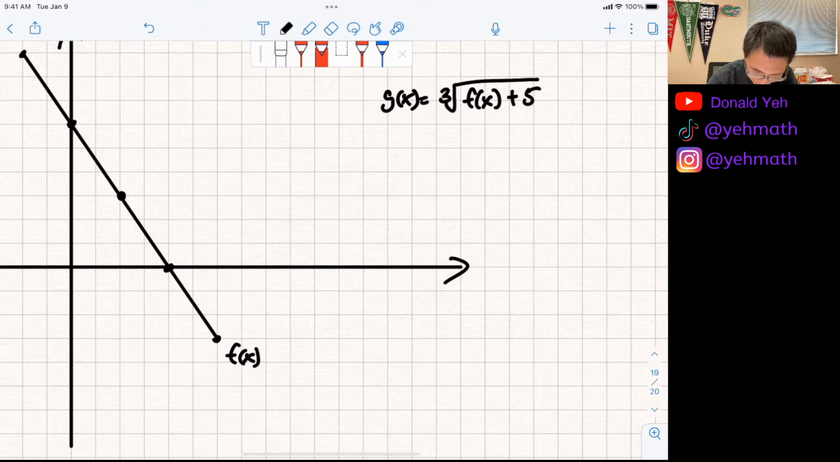Are you sure? Okay, so this is the third root of f of x plus 5. And I want you to find g prime of 2.